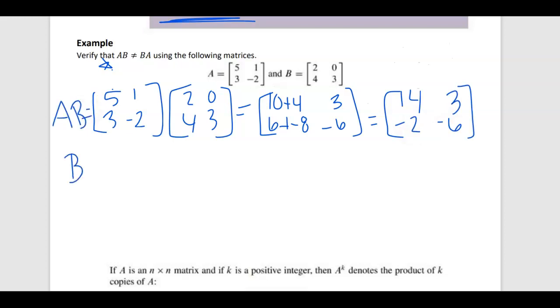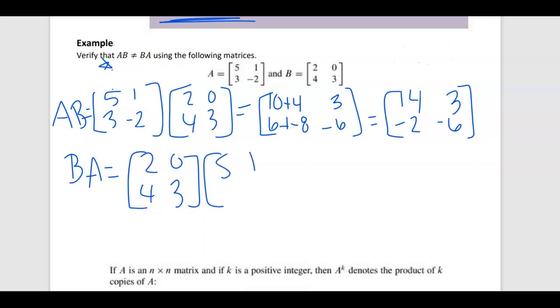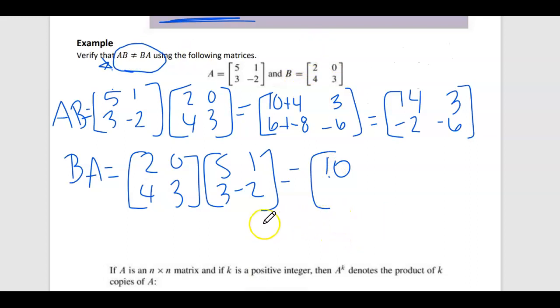All right, so let's do BA. 2 times 5, 10 plus 0 right away, already out. They're not going to be the same. So that is why we don't have the commutative property of multiplication. I have found a counterexample, so it cannot be true. So the order in which we multiply does really, really matter.